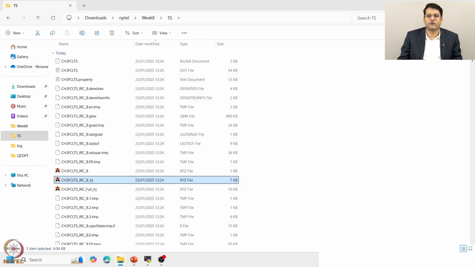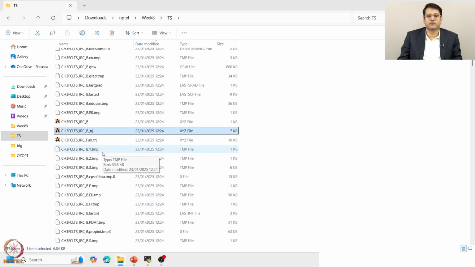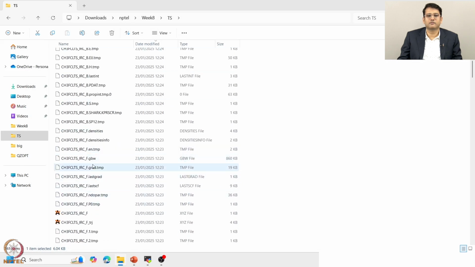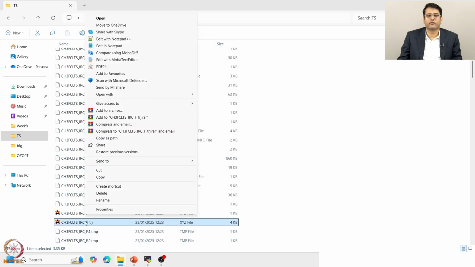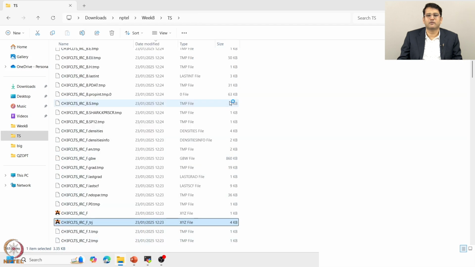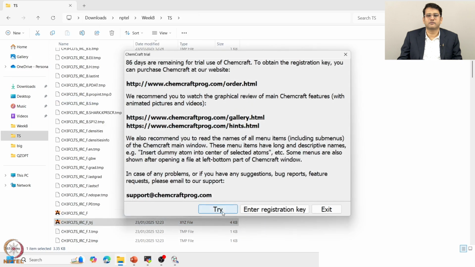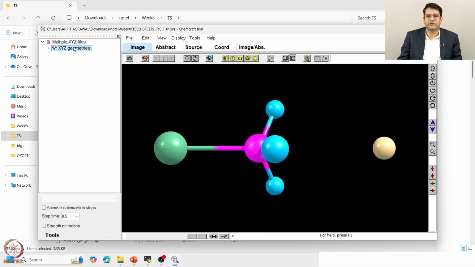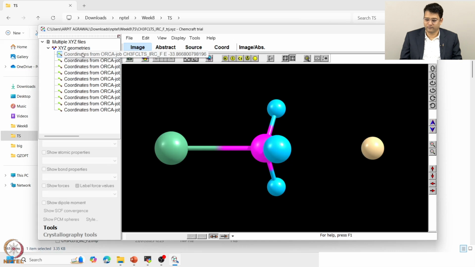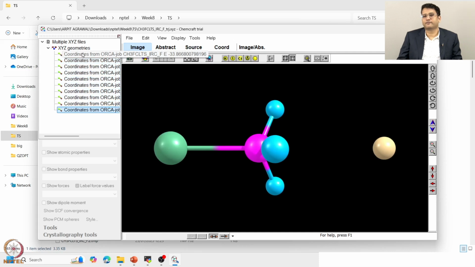If I go into the forward trajectory, maybe we will try the same thing. You can see that the fluorine atom is going away and the chlorine and carbon bond is becoming shorter and shorter. So it is going towards the product formation. So now my product is formed.